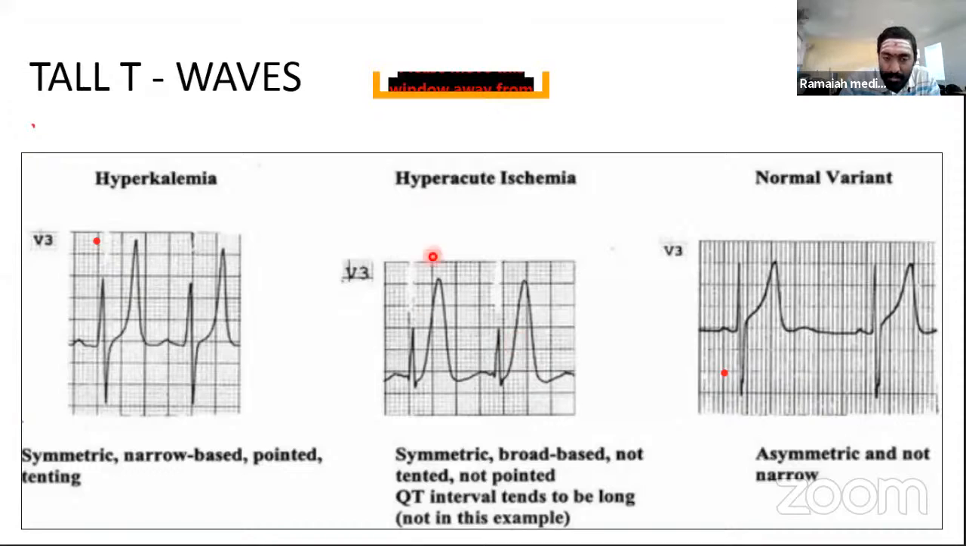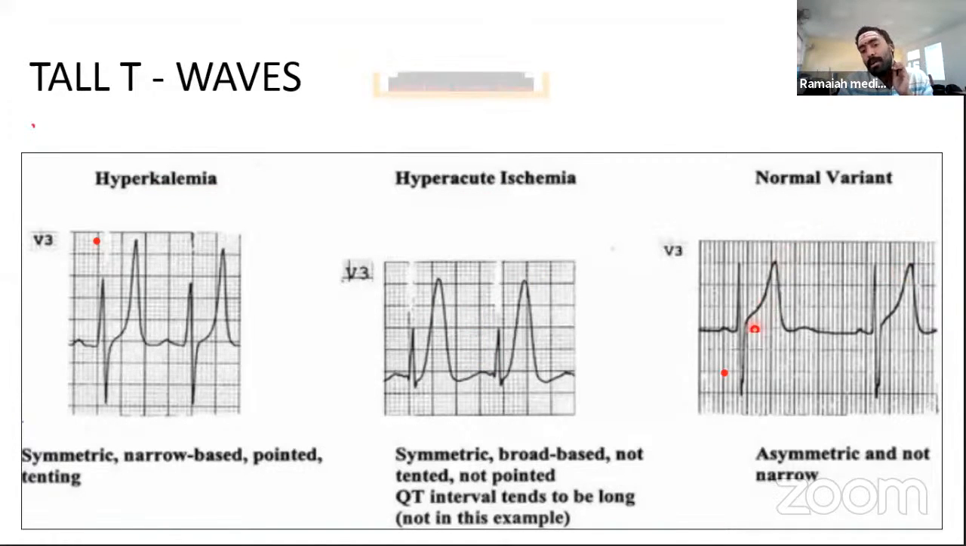Whereas in hyperacute ischemia, it is symmetric, but the base is very broad. Here the base is narrow, and the tip is not very sharp. Okay. So these are the points that distinguish between ischemia and hyperkalemia.